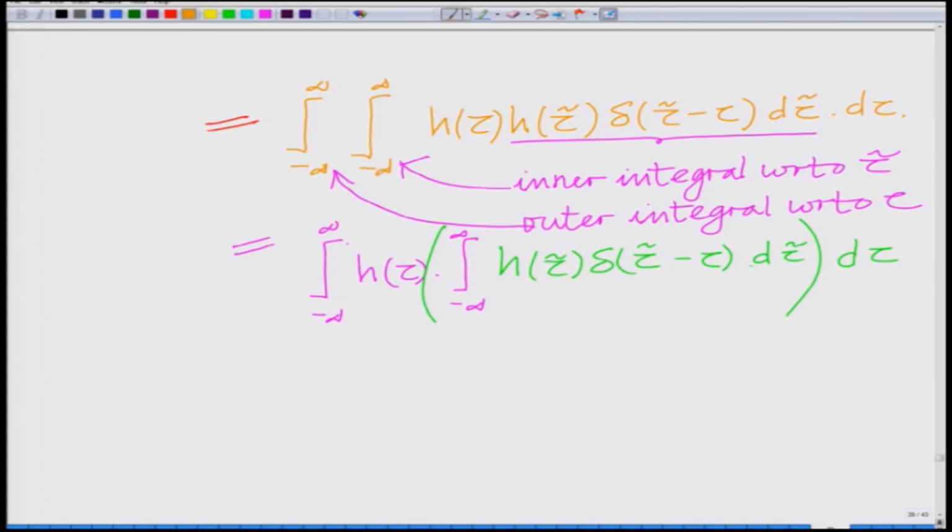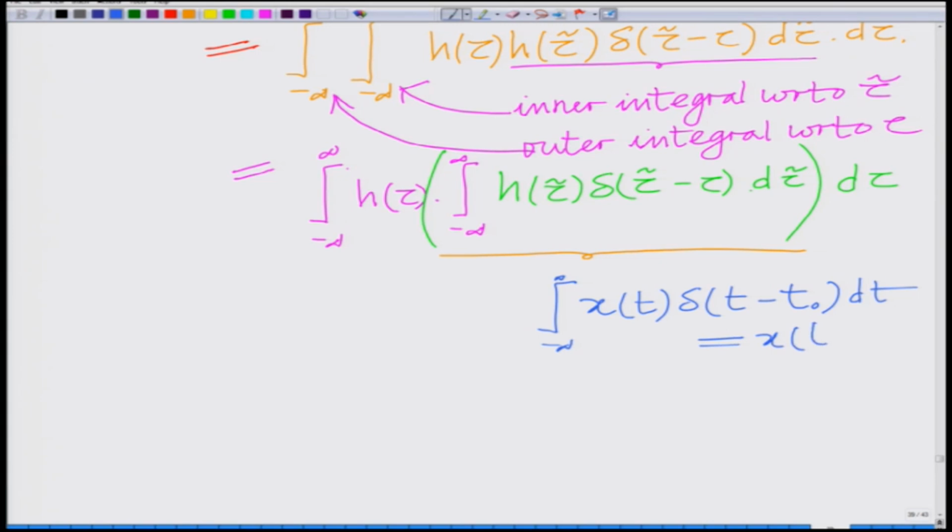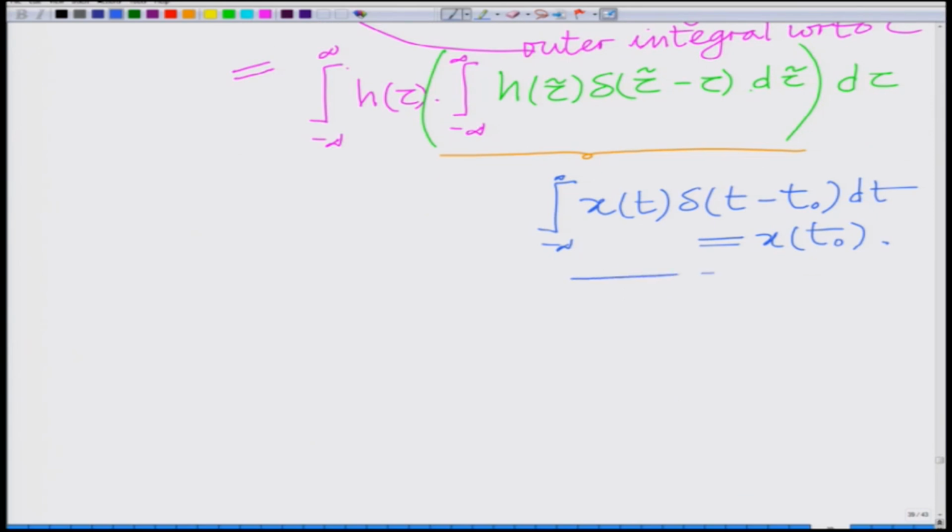Now, if you look at this h(τ̃) δ(τ̃ − τ), this can be simplified by using the shifting property. That is, the shifting property states that if you have a signal x(t), then the integral of x(t) times δ(t − t₀) dt is equal to x(t₀). This is what the shifting property tells me. This is known as the shifting property of the Dirac delta function.